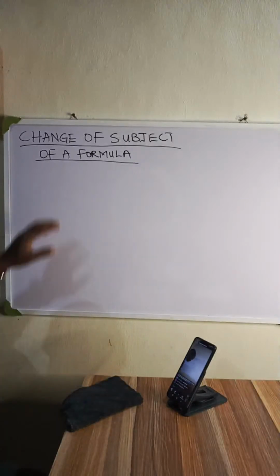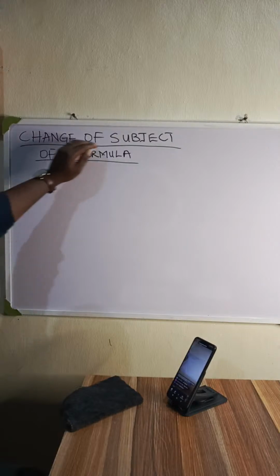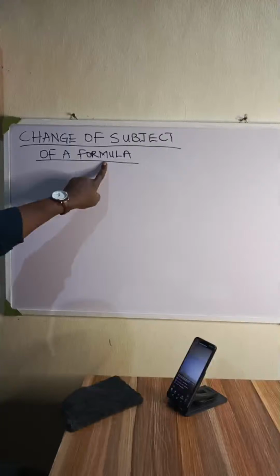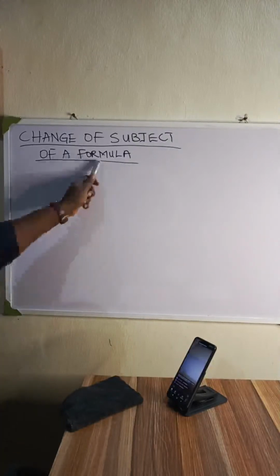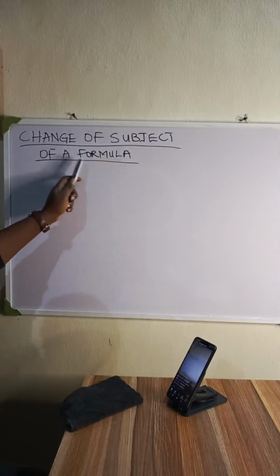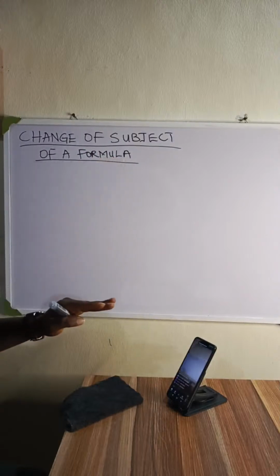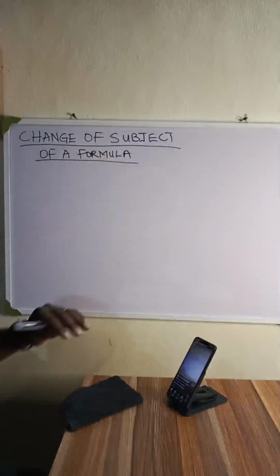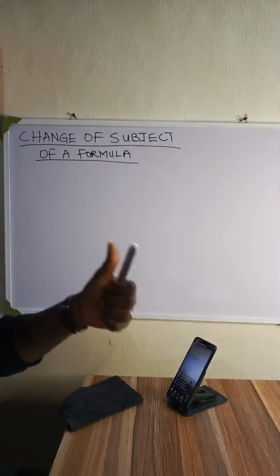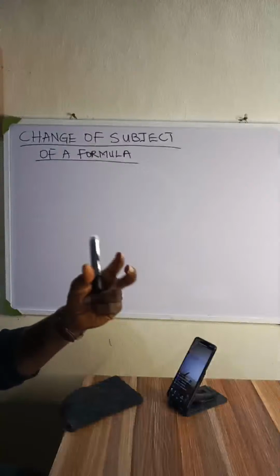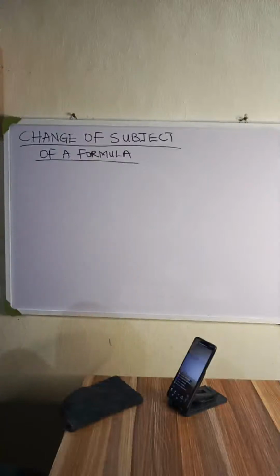Okay. So first thing we need to do is, for us to understand this topic, we need to first know what formula is. So we're going to look at formula, then we're going to look at subject of a formula, and then finally we are going to look at change of subject of a formula. So three-step process. What is a formula? What is the subject of a formula? And what does it mean to change the subject of a formula? Okay, so let's see what a formula is.